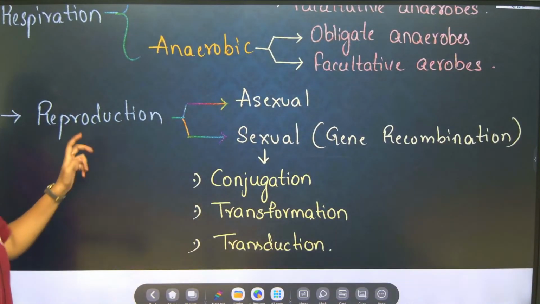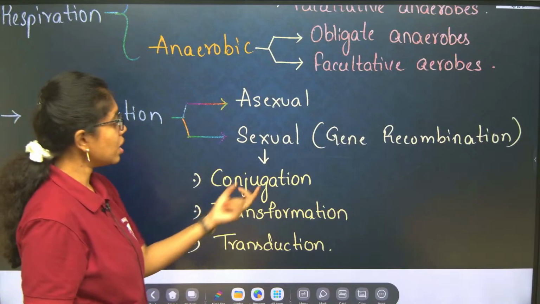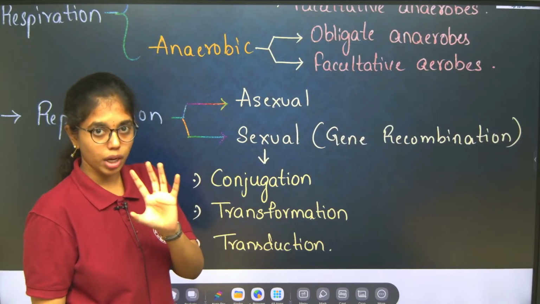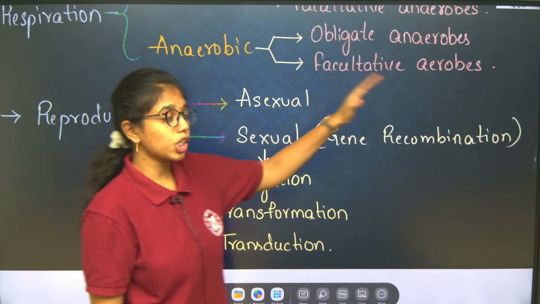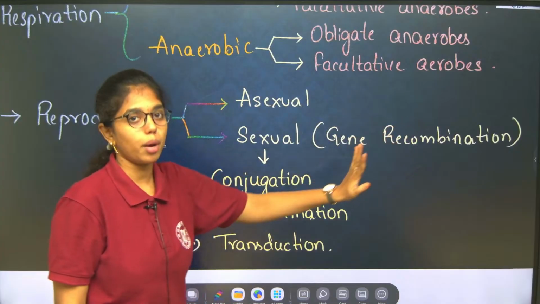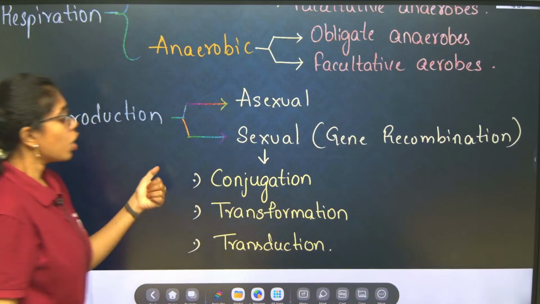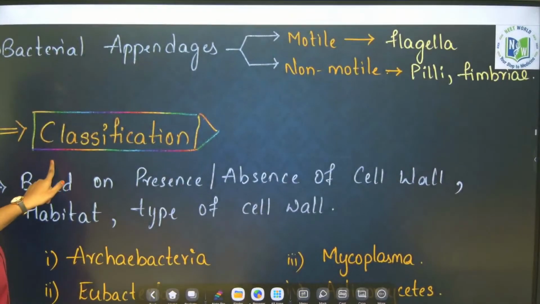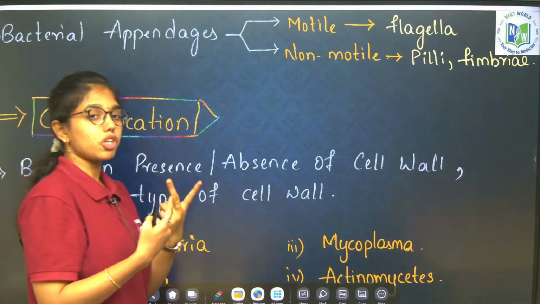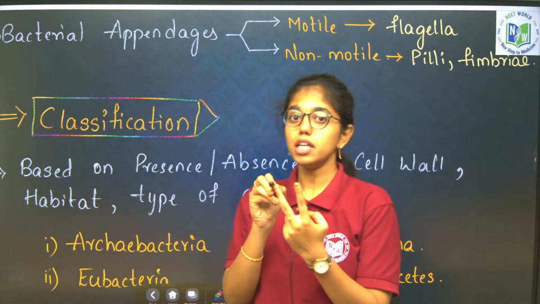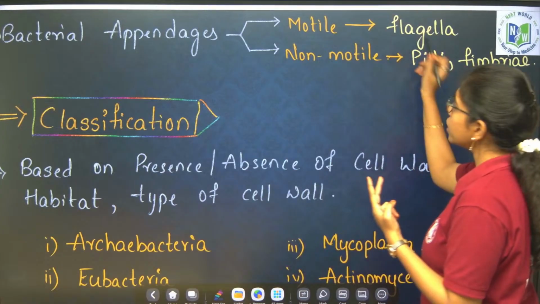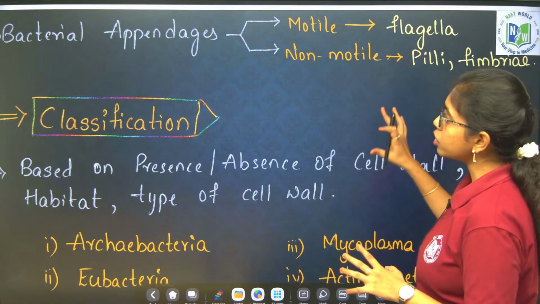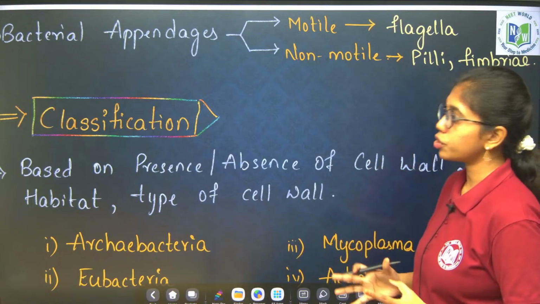Reproduction, if you take, asexual and sexual mode of reproduction. Sexual reproduction we will not call it as, because there is only one genome involved in this. So, we will call it sexual recombination or gene recombination. As such we have three, conjugation, transformation and transduction. So, look at here, bacterial appendages. We have two types of bacterial appendages, one is motile and second is non-motile. Motile, it is flagella, non-motile we have pili and fimbriae. So, this is all about the general characteristic features of the bacteria.